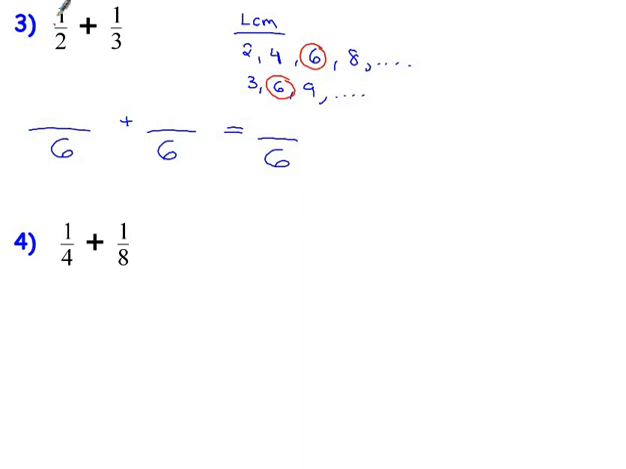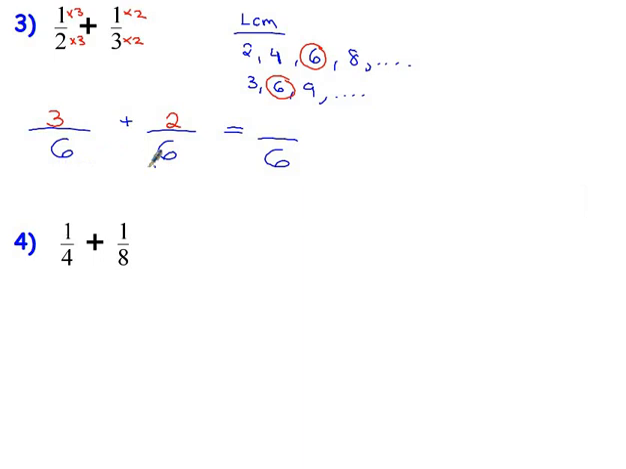So here we have 1 over 2, but I want something over 6. Now to do this, we see how many times 2 goes into 6. So that's 3 times, so 2 times 3 is 6. And whatever we do to the bottom, we must do to the top. So 1 times 3 would be 3. And here, how many 3s go into 6? Well, it's times by 2. So we do the same to the top number. And 1 times 2 is 2.